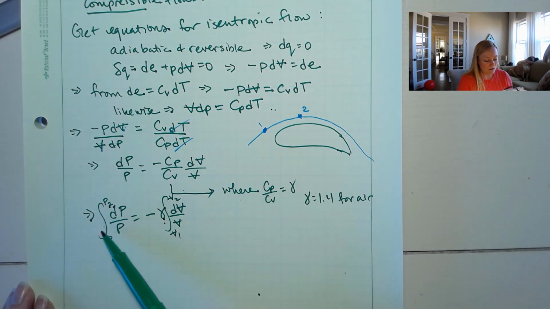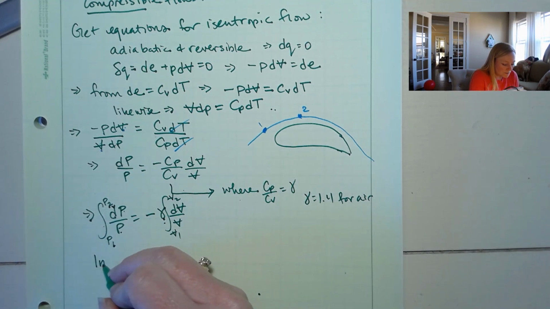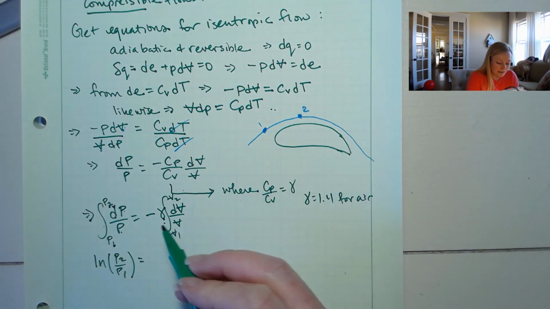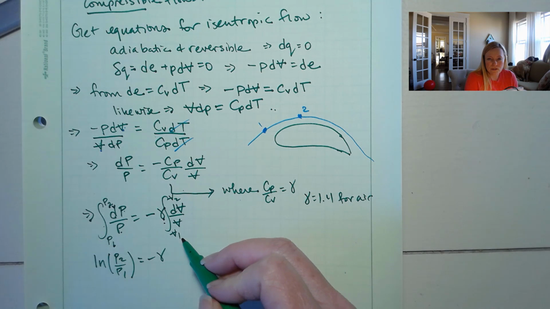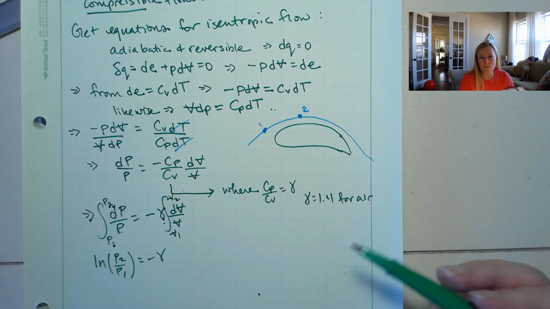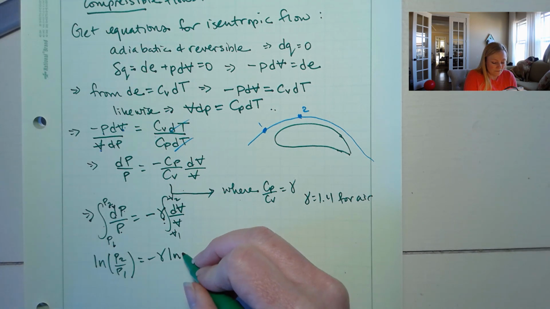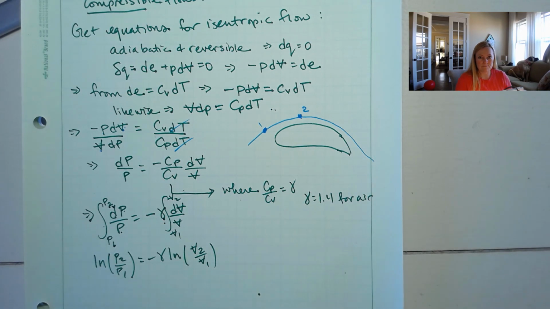Anytime you do the integral of dp over p, that's going to be the natural log. When you plug in your limits, you end up with the natural log of P2 over P1. That's going to equal negative gamma, because that was constant, times the integral of dv over v. That's going to be the natural log of v, and when we plug in these two limits and subtract, that gives us this fraction. So we multiply negative gamma by the natural log of V2 over V1.